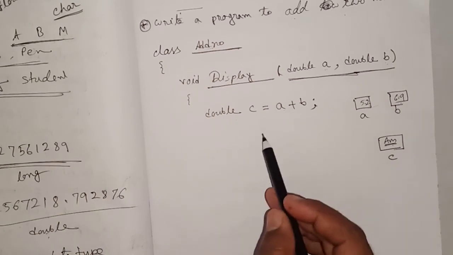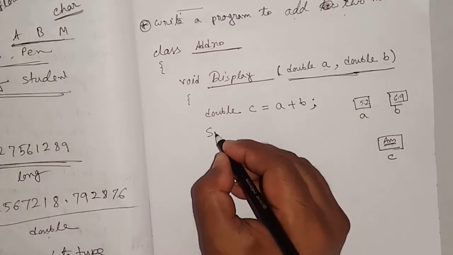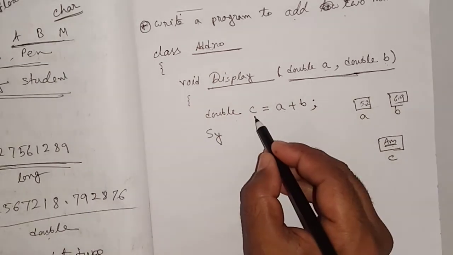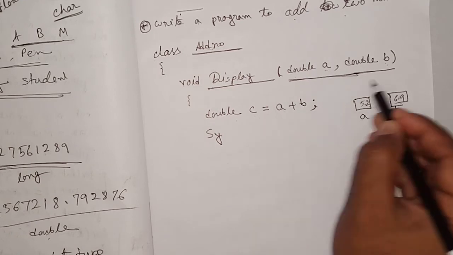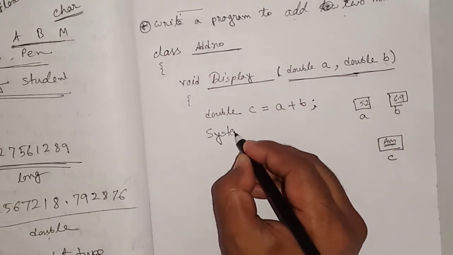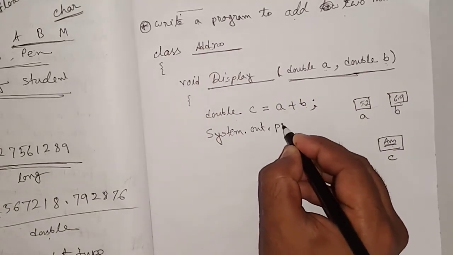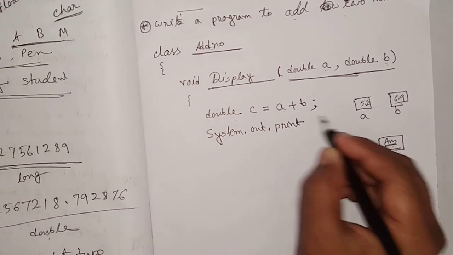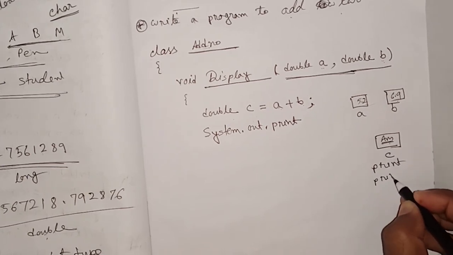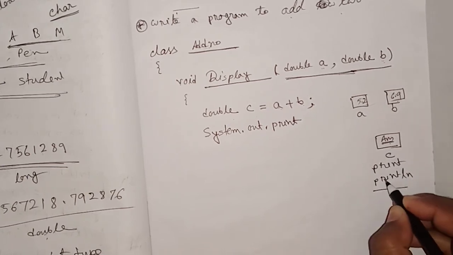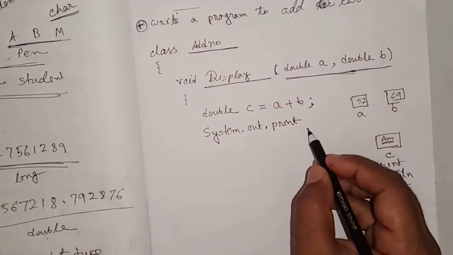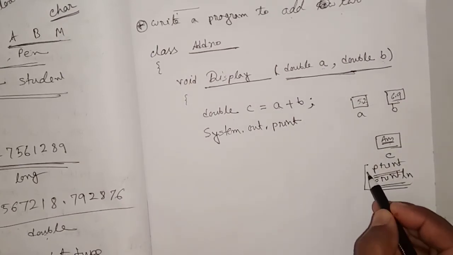Okay. Now we need to print the result. For printing, we use System, with S capital and the rest small. This is fixed, this one and this one the same. System dot out dot print. There are two words, one is print and one is println. So I'm writing here print. I will explain the difference between these two in my next video.